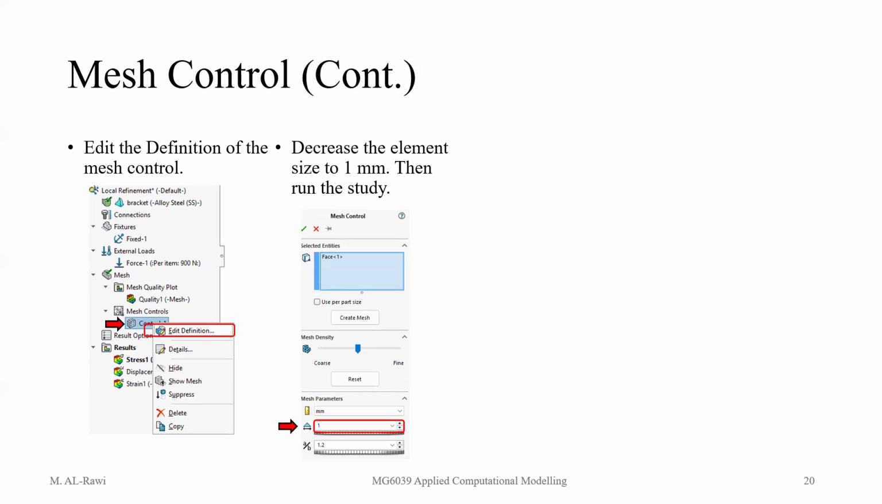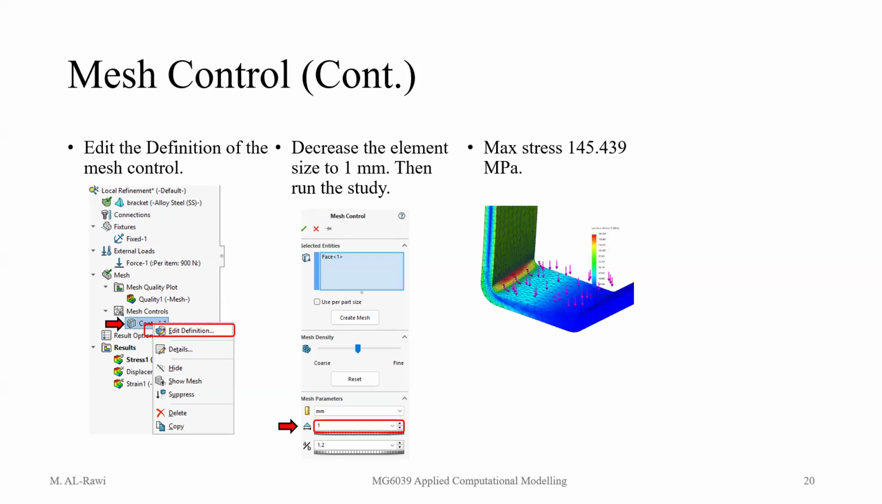Because if you see the triangle, it means this study is not run. What you get, the maximum stress for me has moved to 145.43. It's better. Again, less time. I didn't need to bother with my other components. Now I can redo it again.